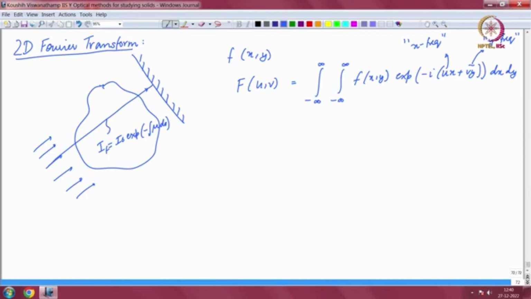The inverse transform is analogous. You have to now integrate over all frequencies with this kernel that has a positive sign replacing the negative sign, exactly like the 1D case. It looks like this. This is the inverse 2D Fourier transform.